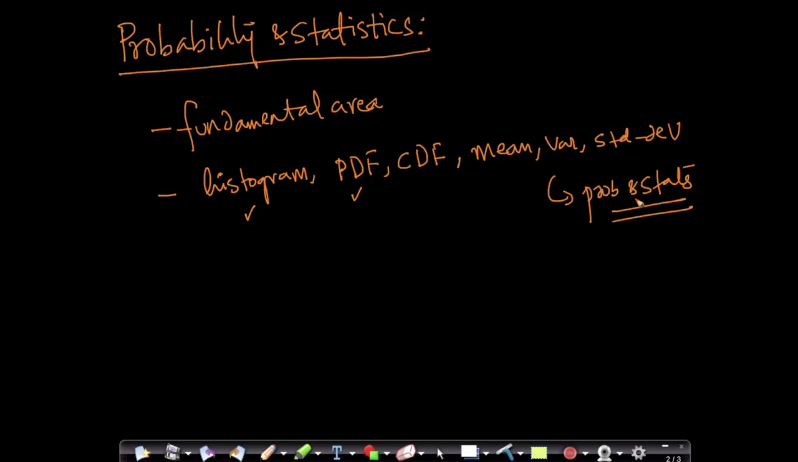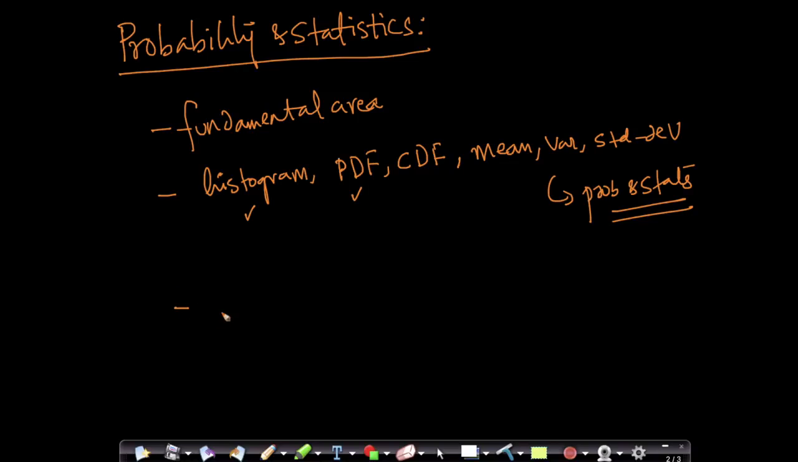Now, having understood why probability and statistics are important areas to study, and since we have motivated ourselves from the simple example of classification of iris flowers that we just saw, let's go and understand some notation.